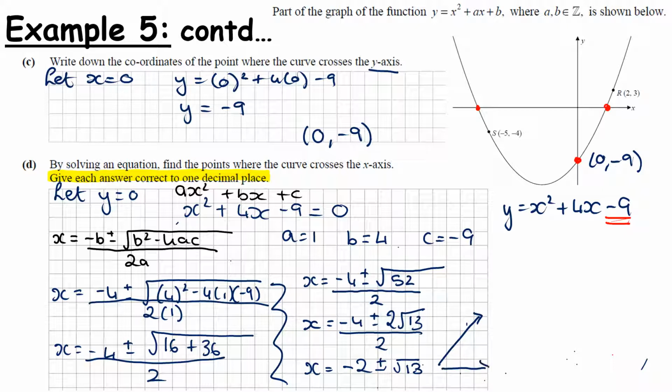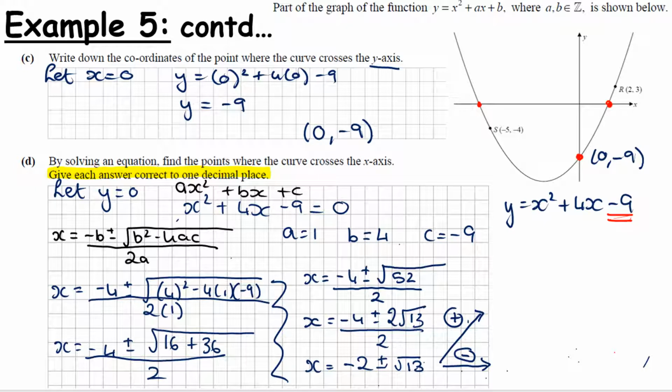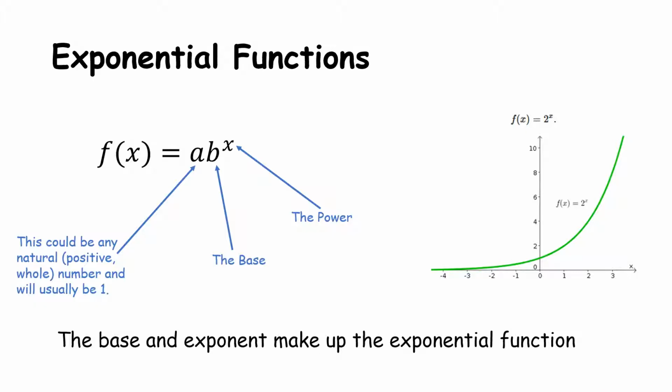We can simplify this now, taking the plus and taking the minus, and then we can work out our two answers correct to one decimal place. So we get our two answers as x equals 1.6 and x equals minus 5.6, both correct to one decimal place. So now let's talk for a second about exponential functions.